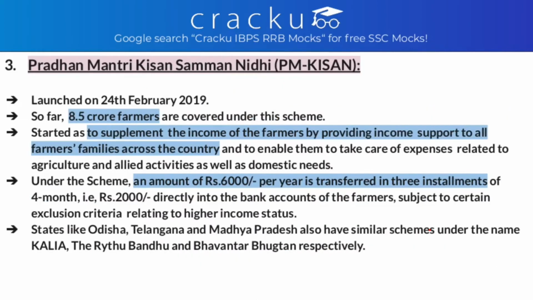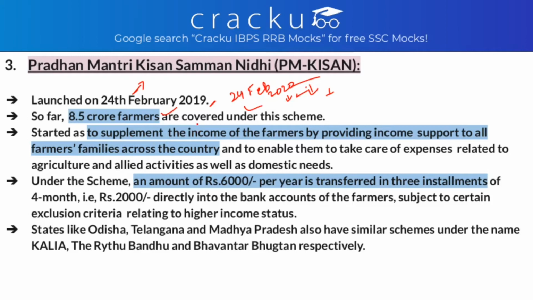After this comes Pradhan Mantri Kisan Samman Nidhi or PM Kisan. Right now this has completed a year, as it was launched in the year 2019. The date is 24th February. So on 24th Feb 2020 it covered a year. So far 8.5 crore farmers are covered under this scheme.